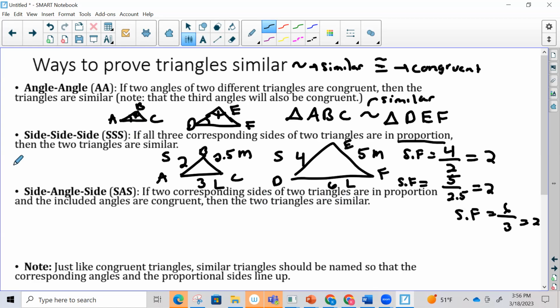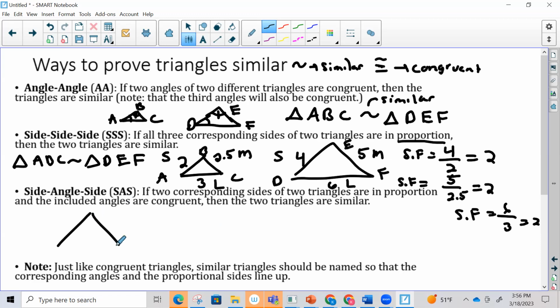Okay, and then again, we do our similarity statement. A, B, C is similar to triangle. And again, make sure you're matching up. So A to B is the small side. So I need D to E and then F. And then the third way is side angle side.